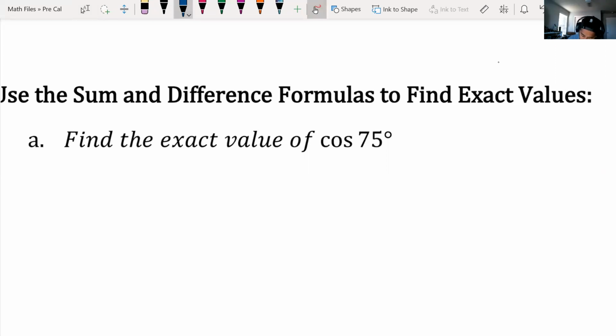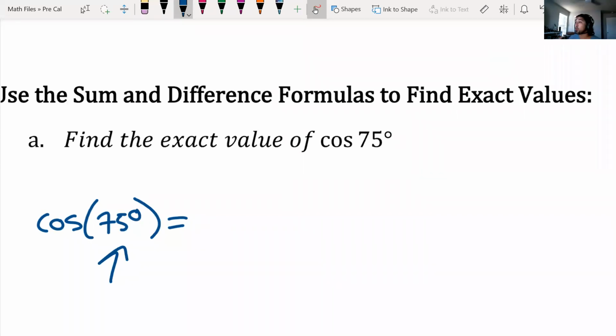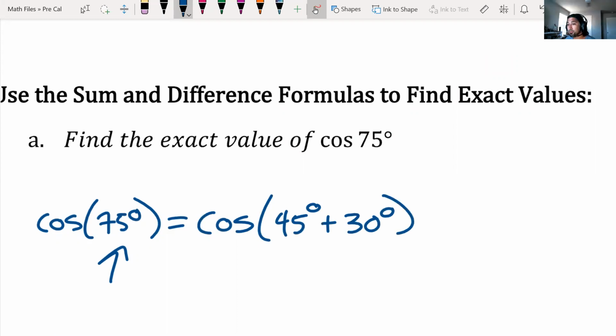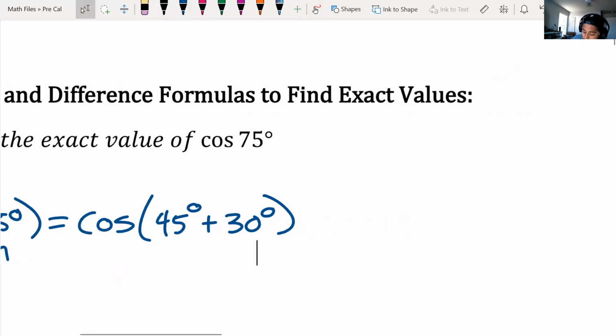So I will start this off with the cosine of 75 degrees. And what we want to do is now take this angle of 75 degrees and break it into two angles that are actually on the unit circle. What two angles on the unit circle can add up to 75? 45 and 30. There you go. So this now becomes a cosine of 45 degrees plus 30 degrees, which means we will now use the sum formula for cosine. And this is how it's going to work.